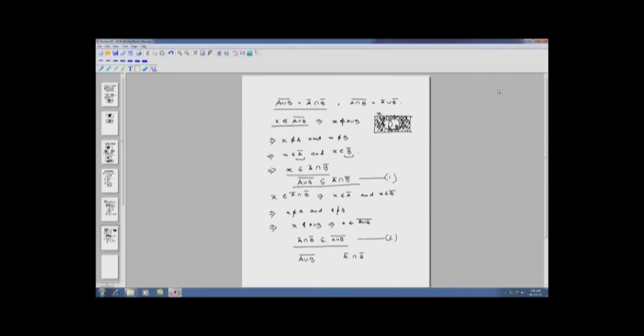Because of these two subset relations, we can safely say that these two sets are equal, and this is the first part of De Morgan's theorem. Now, let us try to prove the second part of De Morgan's theorem.